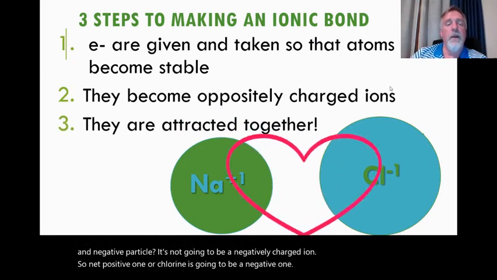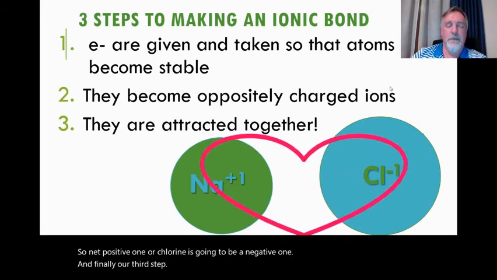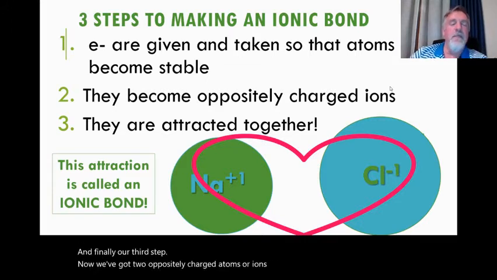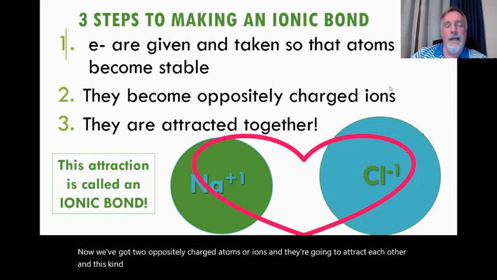And finally, our third step. Now we've got our 2 oppositely charged atoms, or ions, and they're going to attract each other. This kind of attraction we call an ionic bond.